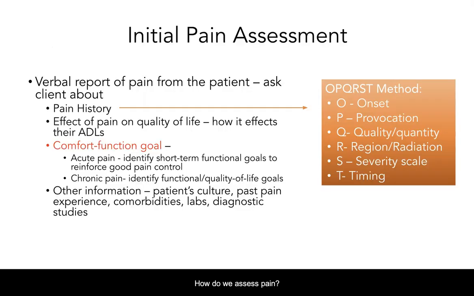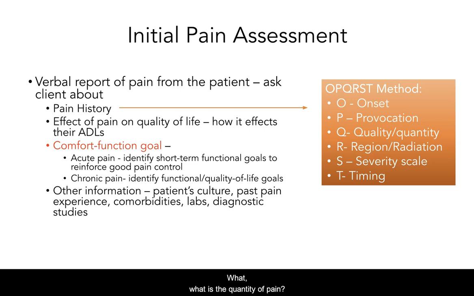How do we assess pain? Initial pain assessment. The most important assessment of pain is the patient's verbalization of the pain, the verbal report of pain from the patient. Ask the patient about their pain. We use the OPQRST method, right? We ask them, when did it start? What was the onset? What provokes it? Describe the quality of it. Is it burning? Is it sharp? Is it dull? Is it cramping? What quality is it?